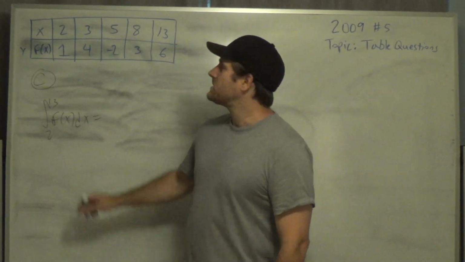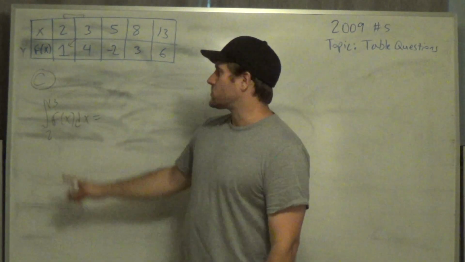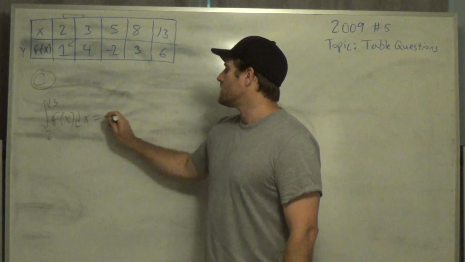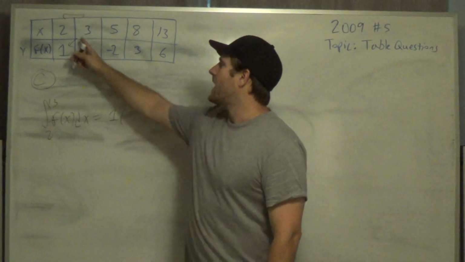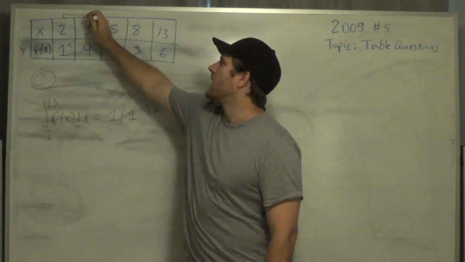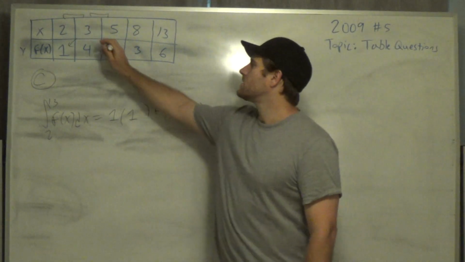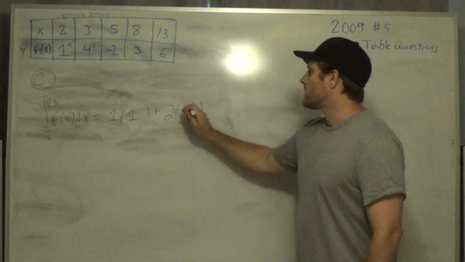So with left-hand Riemann sum, when this is the base, you choose the one on the left for the height. So I say, how far is 2 and 3 apart? That's a 1. And then I use the height on the left. So 1. I go to the next rectangle. How far are 3 and 5 apart? 2. The height, pick the one on the left, the 4.